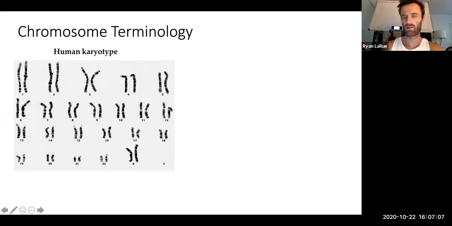Why do they look similar? What's the point of putting them in pairs like this? Why is it 23 pairs? Well, the first thing you'll notice is they're about the same length for each pair. However, these chromosomes are different than these chromosomes.